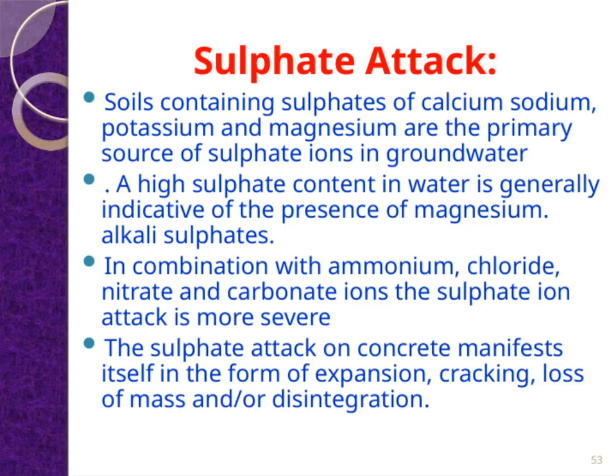Soils that contain sulfates of calcium, sodium, potassium, and magnesium are actually the main source of sulfate ions in groundwater. When you find high sulfate levels in water, it's often a good indicator that magnesium and alkali sulfates are present too. Now, when sulfate ions combine with other ions like ammonium, chloride, nitrate, and carbonate, the damage they cause becomes even more severe.